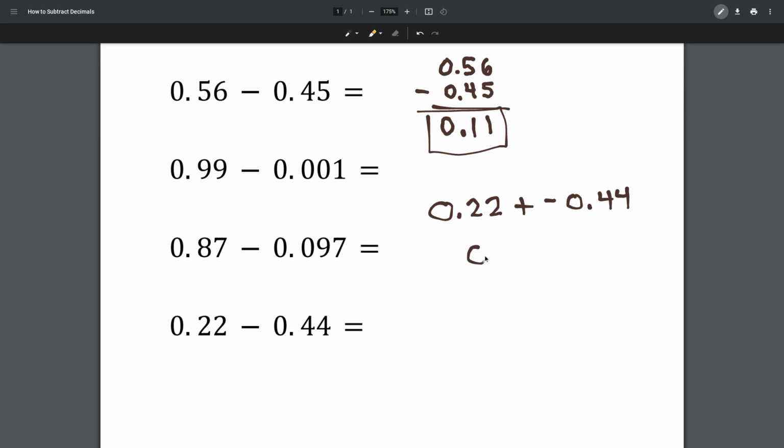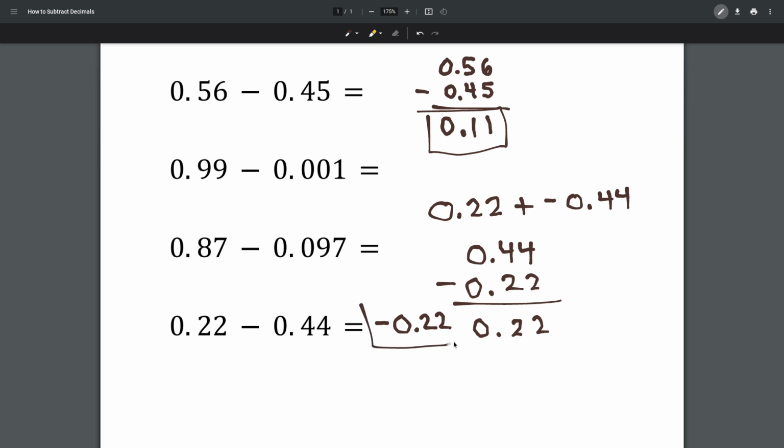Okay, so I'm going to do 0.44 minus 0.22. 4 minus 2 is 2. 4 minus 2 is also 2. 0 minus 0 is 0. But we're going to make this negative 0.22 for our solution to this problem.